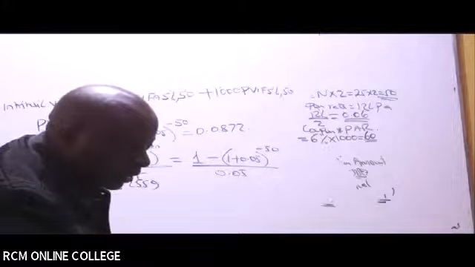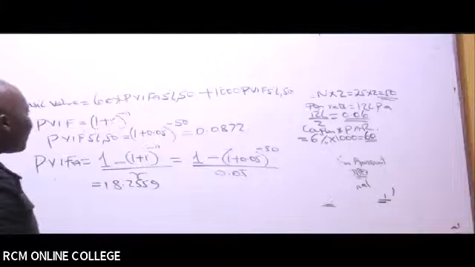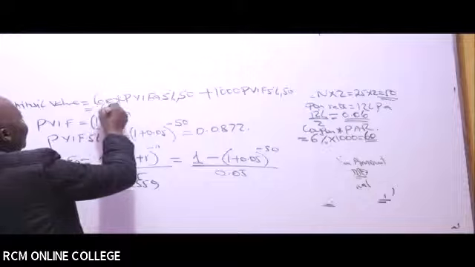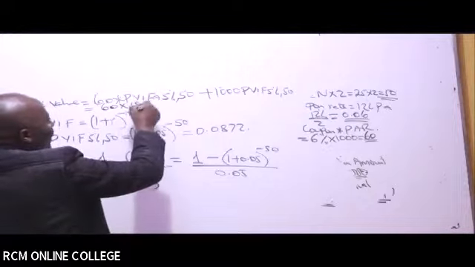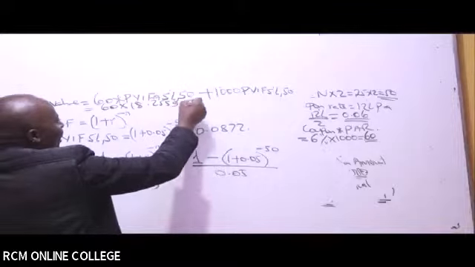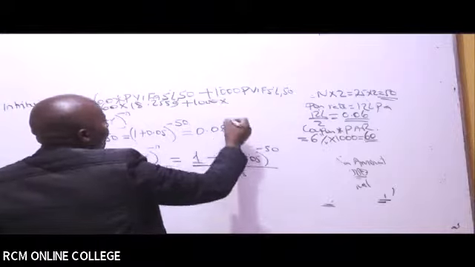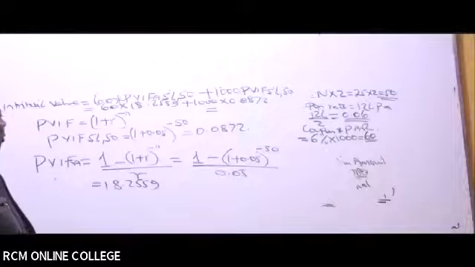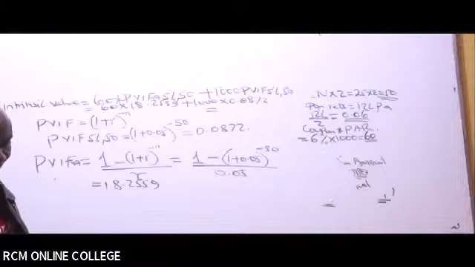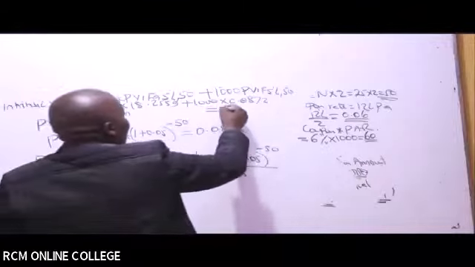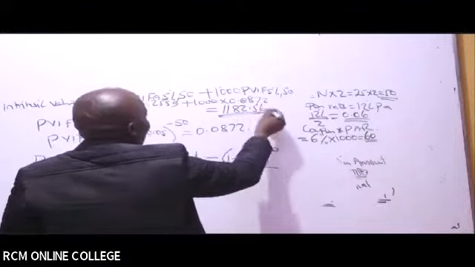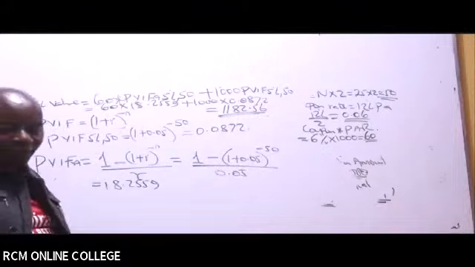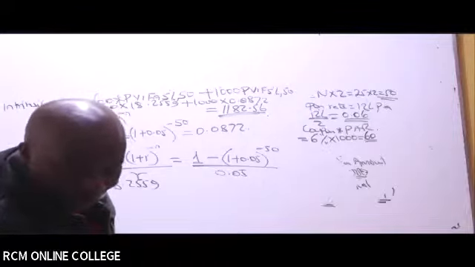And then, please listen to me very well. Already we have that, so come back here and give me 60 times this 18.2559 plus 1,000 times PV, which is 0.0872, which will give me what figure at the end of the day? Was that gentleman called Joshua correct? 1182.56. I'm being given a figure of 1182.56.